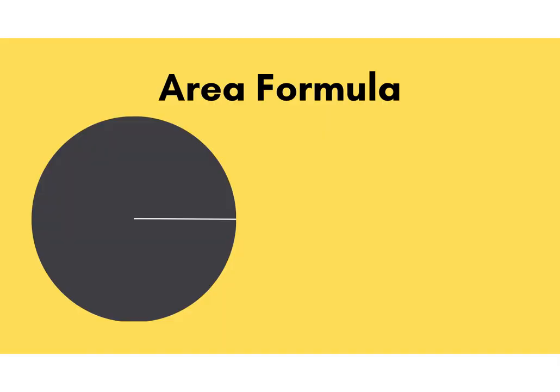So how do we find the area of a circle? First of all, we need the radius. We need to know what the radius is because our formula is pi times the radius squared.